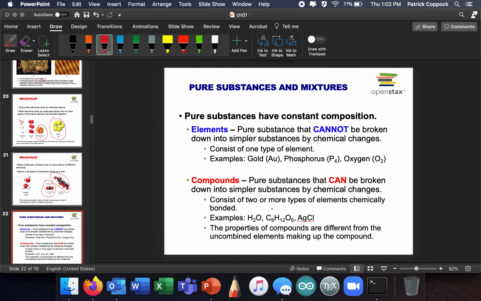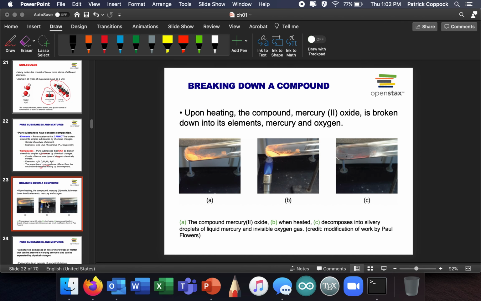Compounds are pure substances that can be broken down into simpler substances by chemical changes. They can be broken down into elements, right? And the properties of compounds are different from the elements that make them up. We'll definitely get into that a lot this semester, okay? So here's an example. Mercury(II) oxide can be broken down into mercury, the symbol for that is Hg, and oxygen, which is O, right? Mercury oxide can be broken down into its elements, mercury and oxygen, okay? And we can do that by heating it, right?